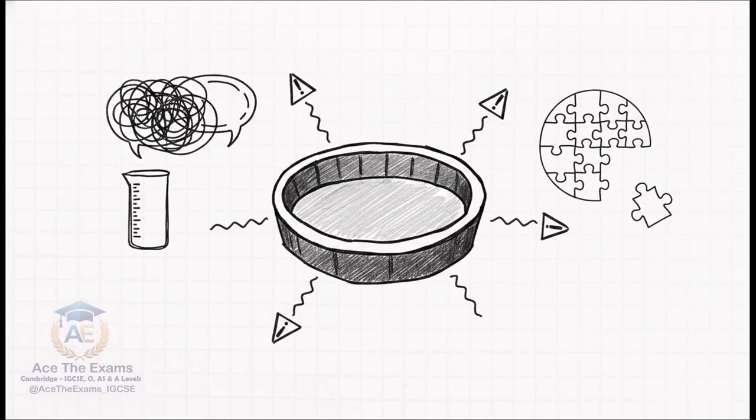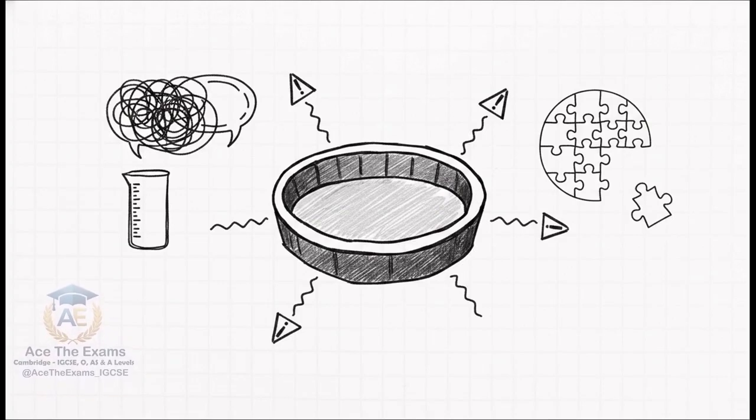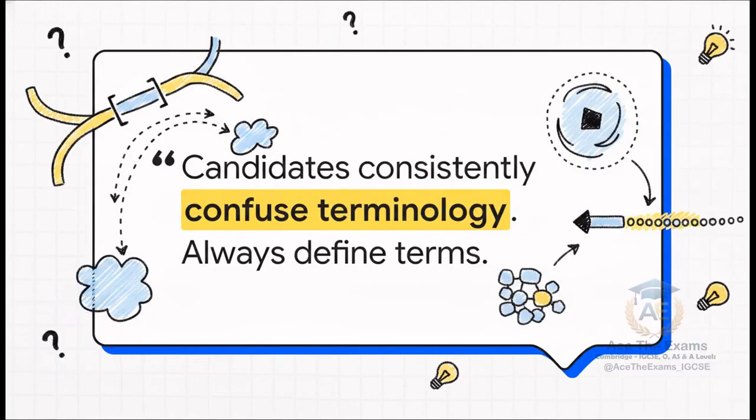You simply can't just give a generic textbook definition of an exon if the question is asking you about a specific mutated sequence provided in a case study. Context is everything. Listen to this exact quote directly from the Principal Examiner report. Candidates consistently confuse key terminology. Always define terms before using them in extended responses.